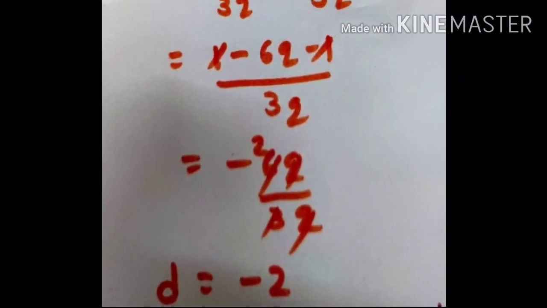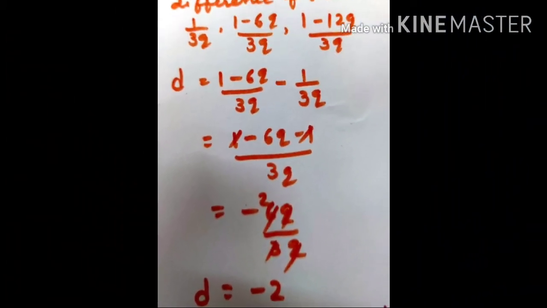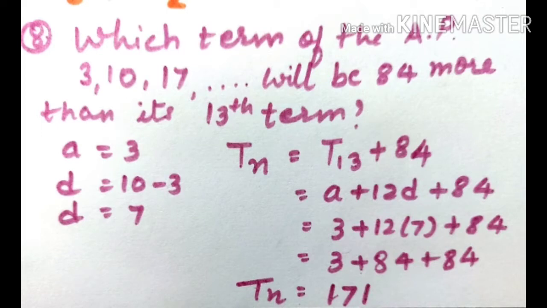Now let's see the next question. Question number 8 I am taking now. Which term of the AP 3, 10, 17 and so on will be 84 more than its 13th term? Here the AP is given, so we write first term A is equal to 3. Then we find common difference D is equal to second term minus first term, that is 10 minus 3. So D is equal to 7.